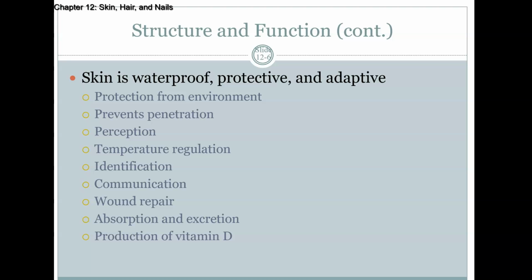And nowadays, even things like people adding things on, for instance, a tattoo or something like that is a form of identification. Skin is good for communication. You can express your emotions through blushing, which is, for instance, a vascular signal. Skin is good for wound repair. It allows cell replacement of surface wounds. When you get a wound, that's how it heals.